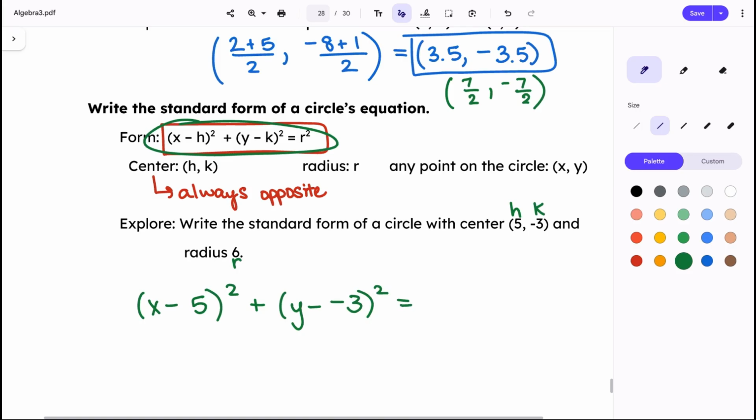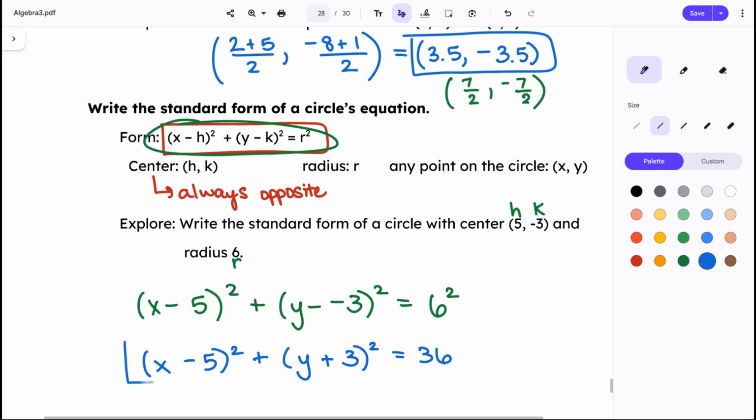And then what's our radius? 6 squared. So I heard a couple of you say plus because you know that that's going to automatically switch signs. And then what's 6 squared? 36. So we do want to see all those pieces being simplified, and you want to square that radius so that we've got it in that standard form. Yep, that's where I want you to leave it.